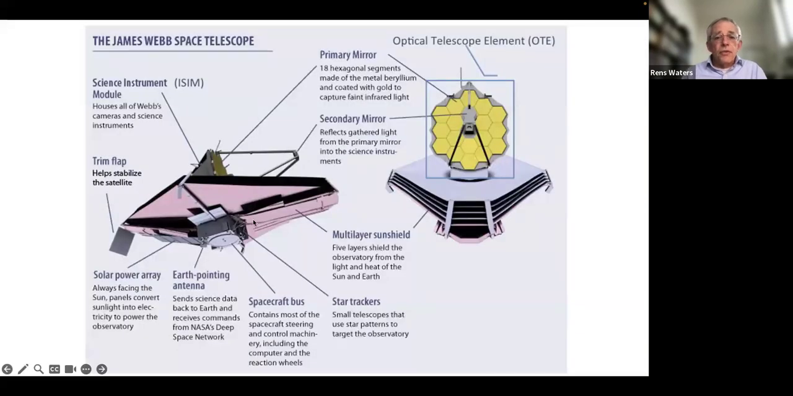Yeah, so this is a more detailed description of the different elements of the telescope. Of course, the very important part is the ISIM, the science instrument module, which is behind the primary mirror, and of course is completely in the cold, in the shadow, in order to keep the instruments as cold as possible, because otherwise the detectors would not work.